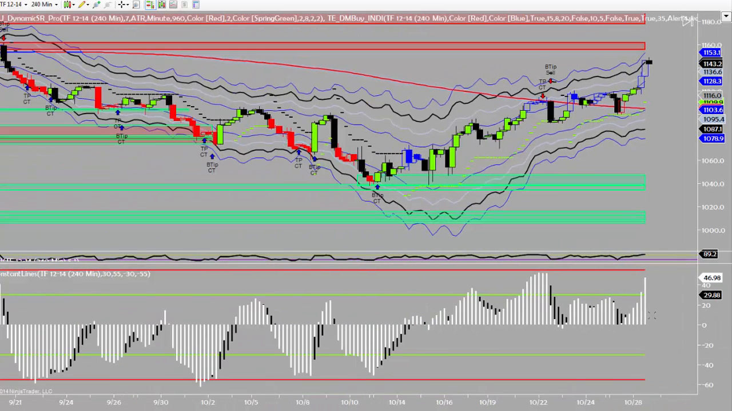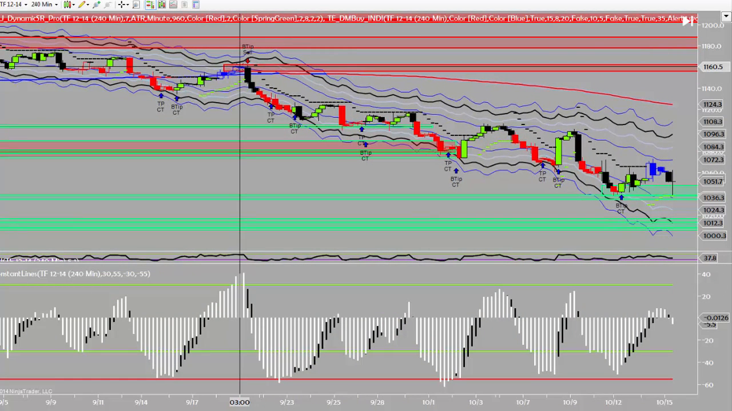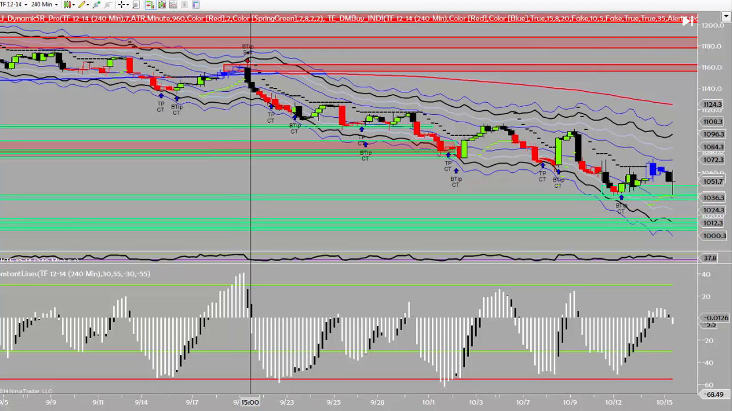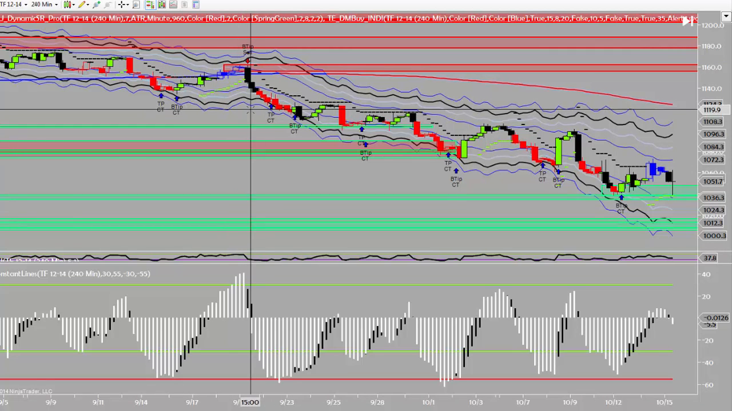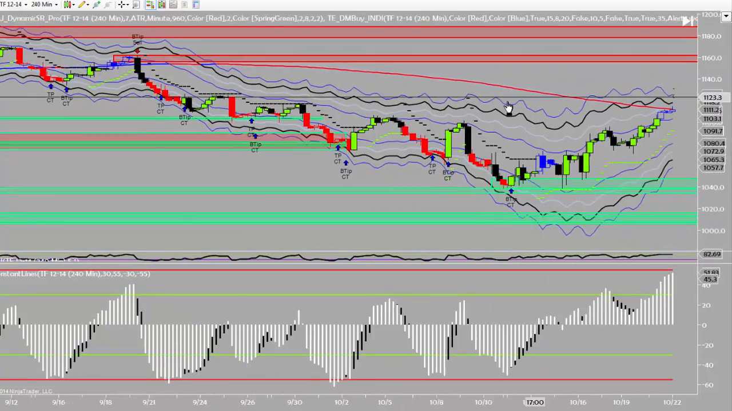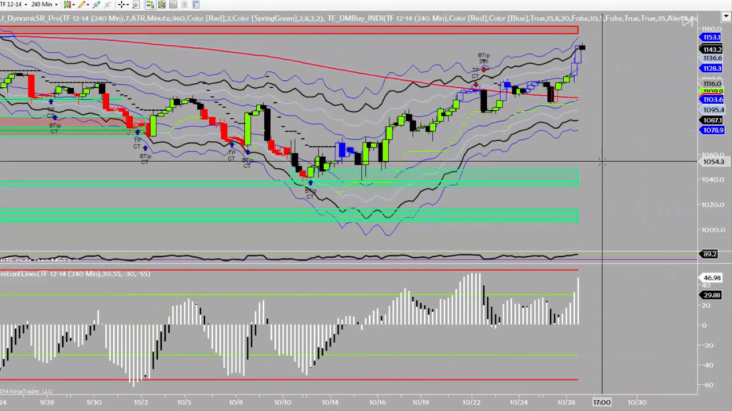Secondly, you'll also note right here that I've got a big DSR level at the 1160 level. Look left right here. These were swing highs that come in from back on the 19th of September. So kind of a line in the sand place tomorrow. We'll be watching that in real time in the VPT live room.